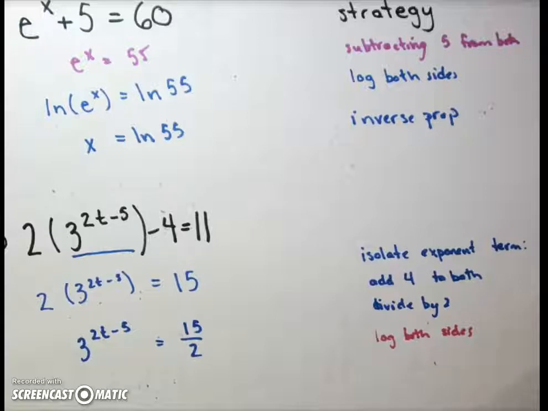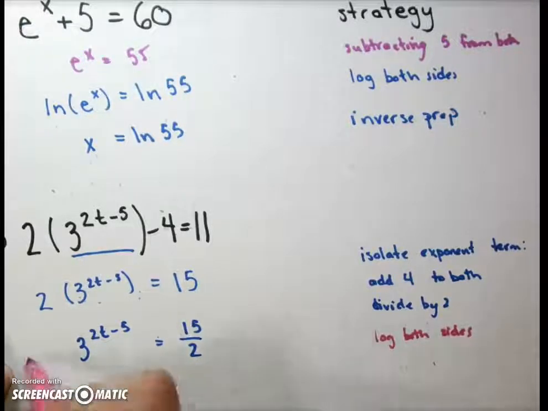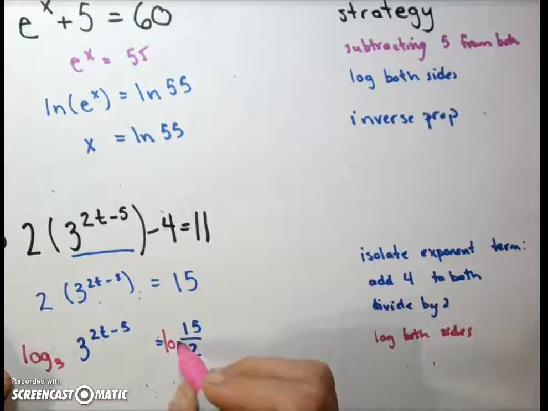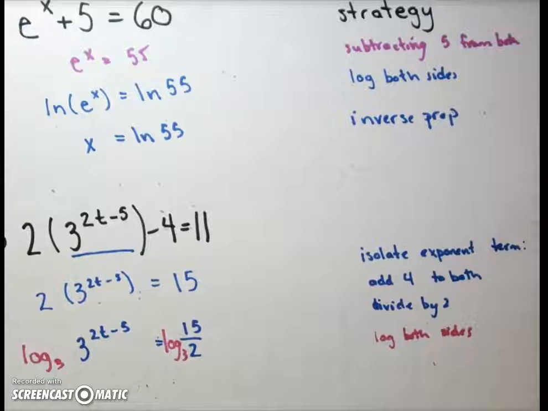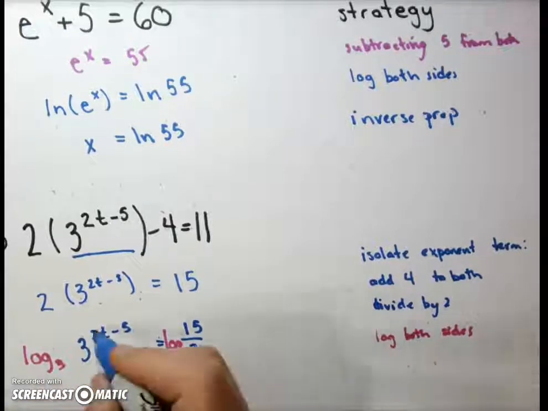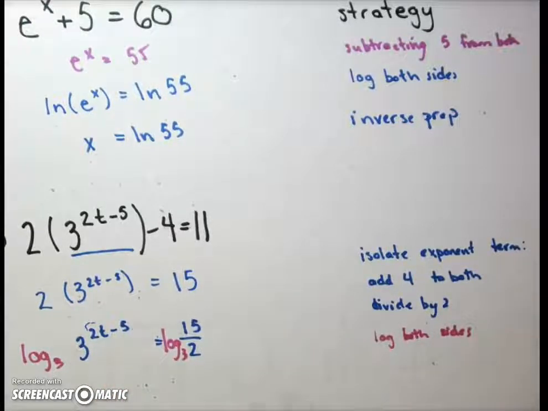And what should the base of my log be? The same as the base of the exponent, so that the inverse property applies. So take log base 3 and log base 3. Log base 3 of 3 to a power, I'm left with just that power. So this is what I'll be left with by the inverse property. So 2t minus 5 equals log base 3 of 15 over 2.